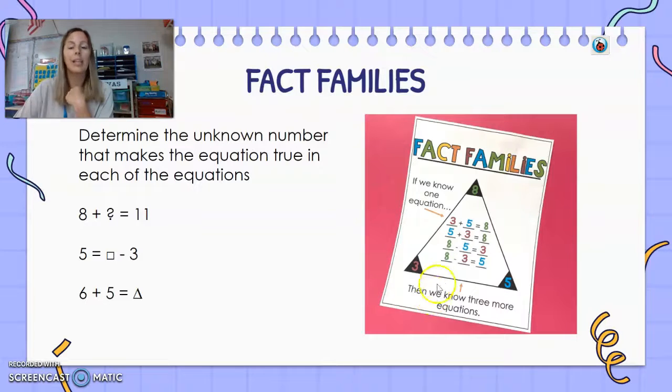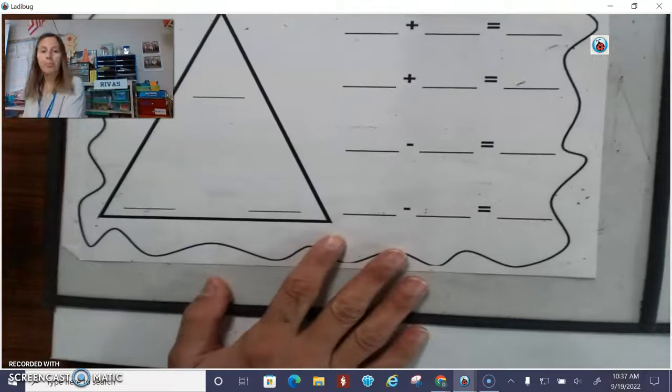So if I have the numbers 3 plus 5, and I know that 3 plus 5 equals 8, I also know that 5 plus 3 equals 8 as well. But I also know that if I subtract 5 from 8, I'm going to get my 3, and 8 minus 3 equals 5. So these three numbers, 8, 3, and 5, belong to a family. I'm going to give you an example really quick, and I'm going to go back to this one to show you how we teach this.